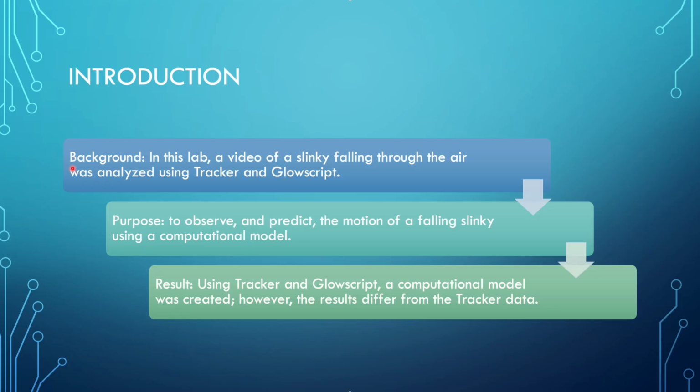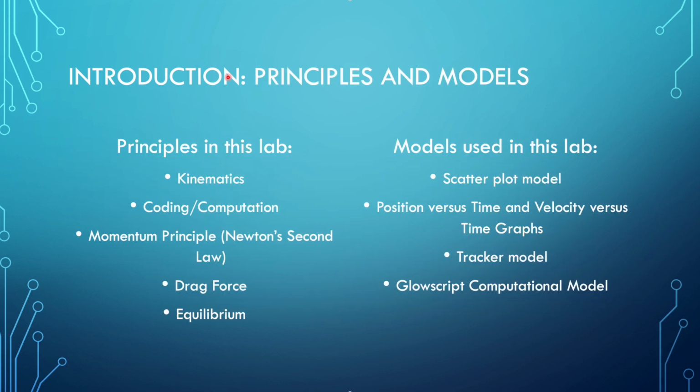So here we are. In this lab, a video of a Slinky falling through the air on YouTube was analyzed using Tracker and GlowScript. Our purpose here is to observe and predict the motion of this Slinky using a computational model through GlowScript. Using Tracker and GlowScript, we created a computational model, but the results slightly differ from the Tracker data, as you will see.